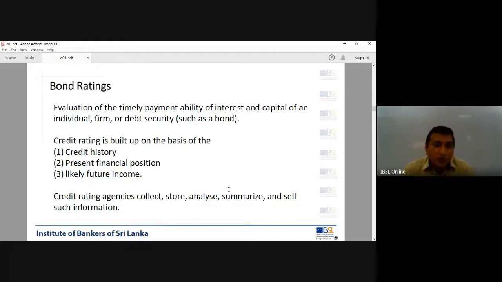So the investors all around the world are familiar with such notations, and by looking at that particular arrangement itself, they are comfortable in analyzing this institution's circumstance. Okay, so these credit rating agencies do not just give a rating and keep silent. They continuously collect information, store it, analyze it, and summarize it, and they also sell this information to prospective investors. But on a periodic basis, they make statements and publish reports for investors to analyze.